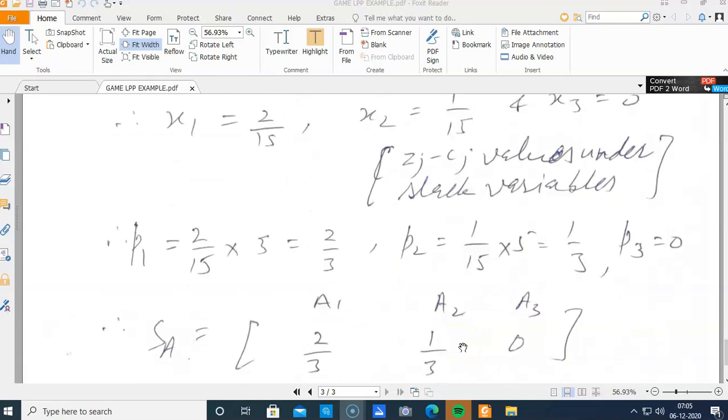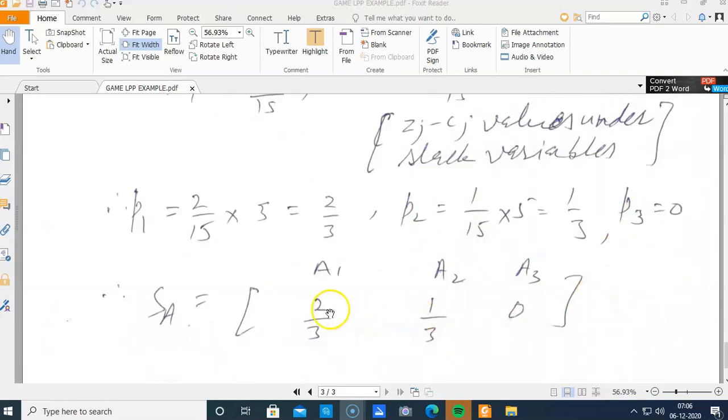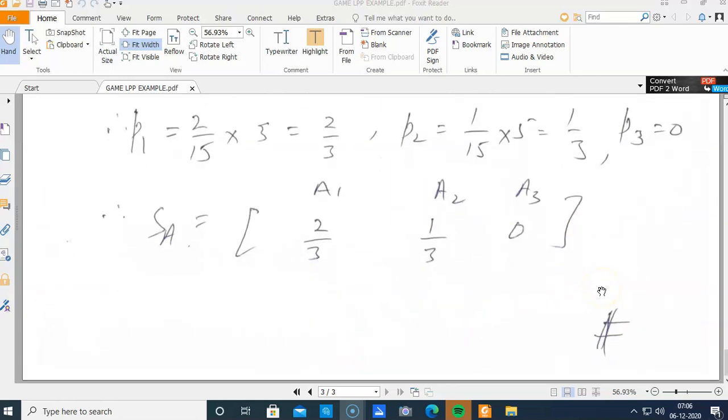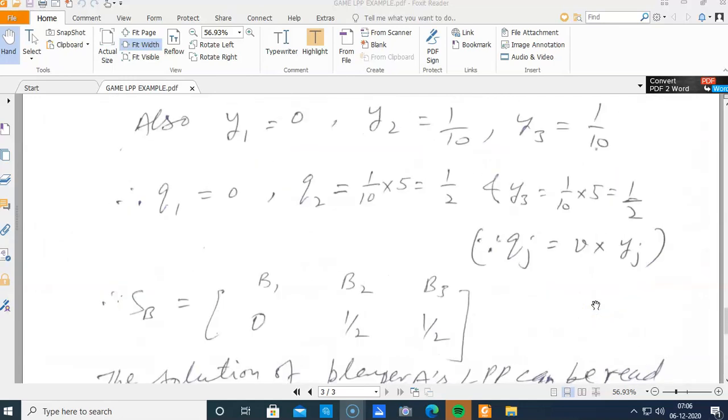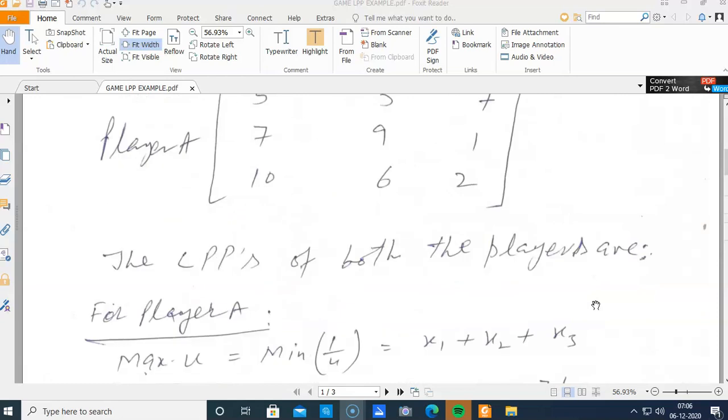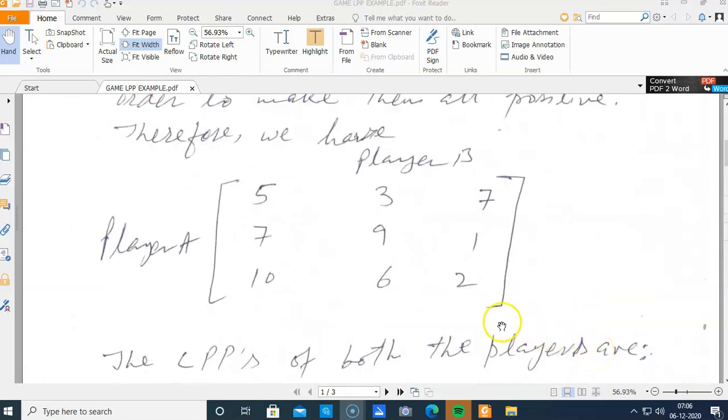Similarly you can find P1, P2, P3 for player A. Again, as I told you, x1 is equal to 2 upon 15, x2 is 1 upon 15, and x3 was 0. So multiplying each by the value of the game, you get the optimal strategy for player A as 2 by 3, 1 by 3 and 0. So this is how this method works. Thank you very much.